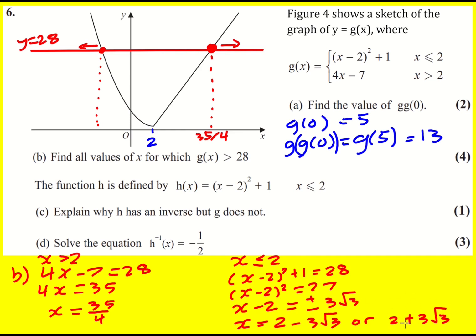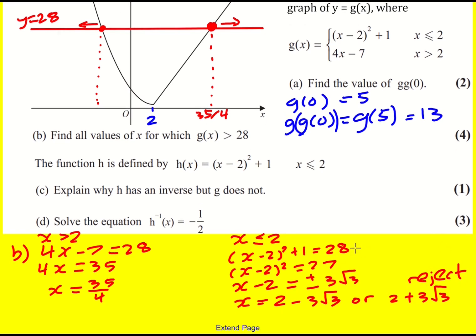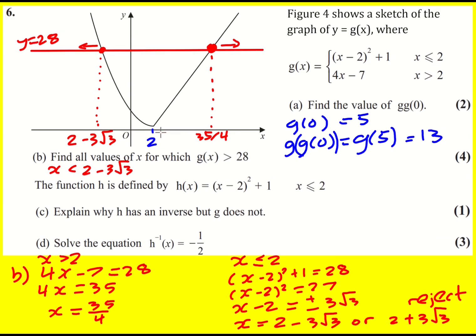But this one's going to be greater than 2, so I'm going to reject it. It's not actually a physical solution, it's just a solution to my quadratic. The 2 minus 3 root 3 will be absolutely fine, and that's what it is here. So to find all the values, it's going to be x is less than 2 minus 3 root 3, where the graph goes above, or x is greater than 35 over 4, again where it goes above.